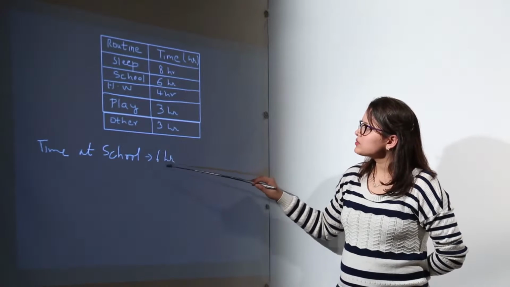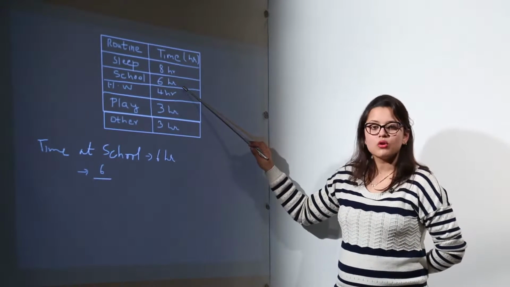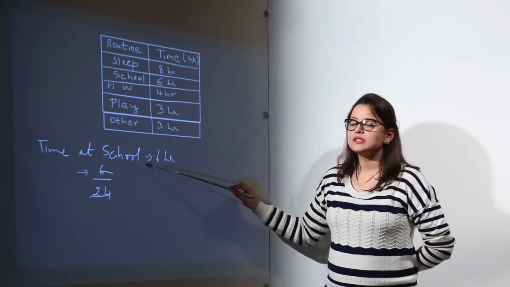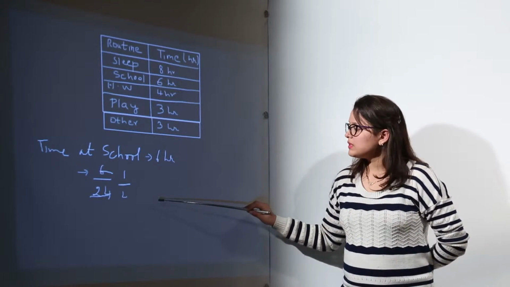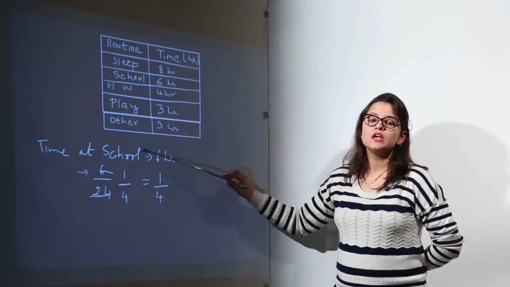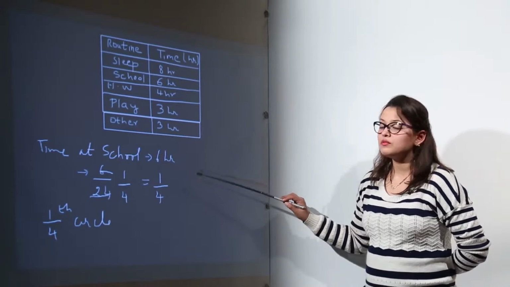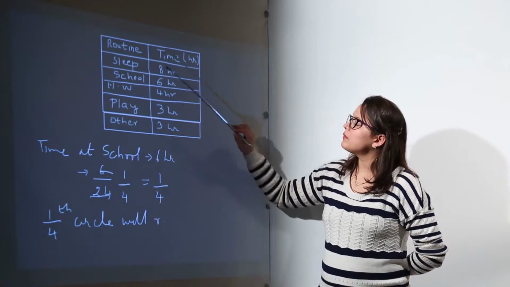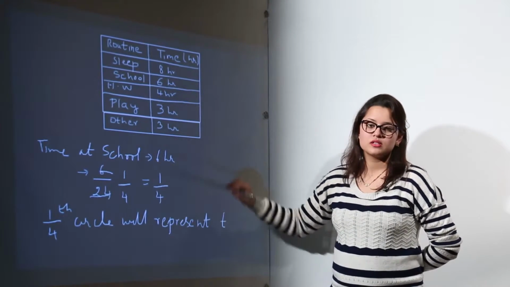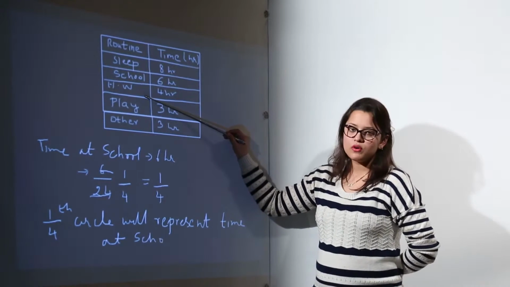Let us say the time at school was 6 hours. So the proportion for the school activity would be equal to 6 over 24. That makes 1 by 4. That means 1/4 of the circle will be representing the amount of time the student is spending in school hours, right? Similarly, we can find out the proportions for homework also now.